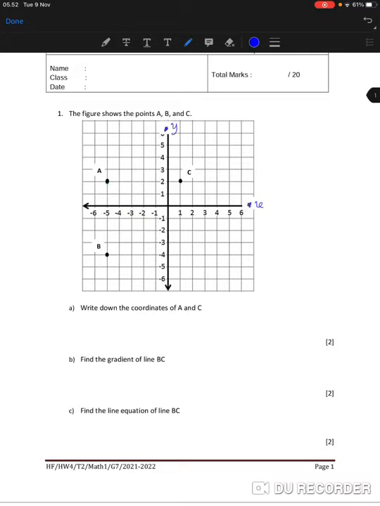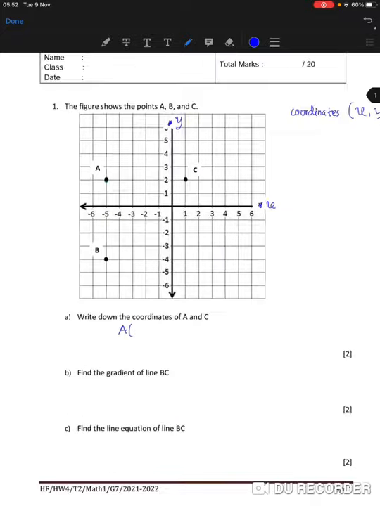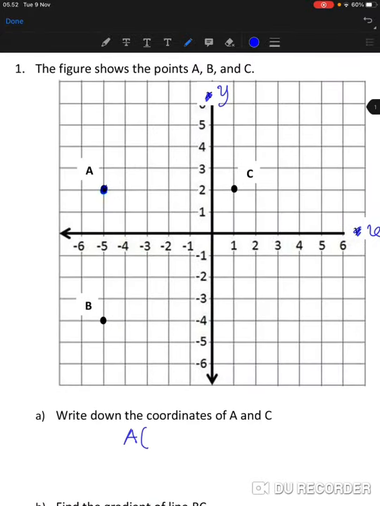The figure shows the points A, B, and C. A. Write down the coordinates of A and C. Remember, if we want to write down the coordinates itself, it consists of x, y. Okay, so if you want to find the coordinates of A here, let's zoom in. Here, this one is A. Pay attention to the x first. So this is your first coordinates, comma, your y here is 2. So the coordinates should be in x, y.